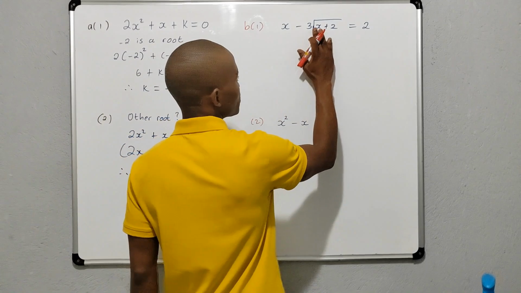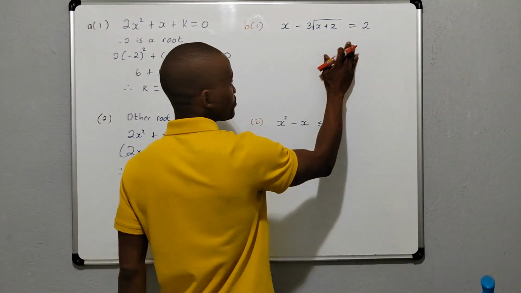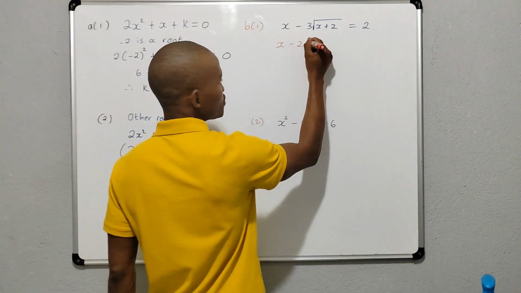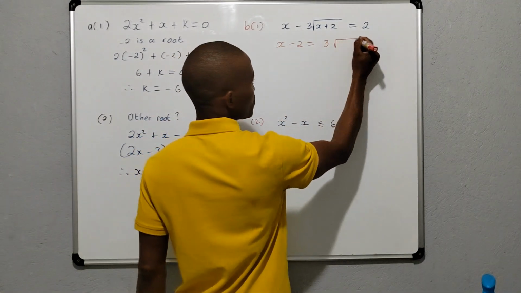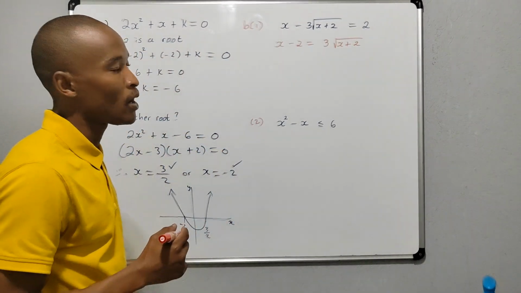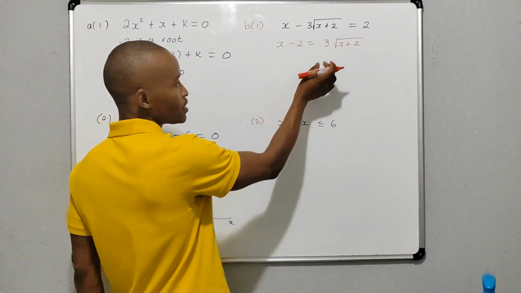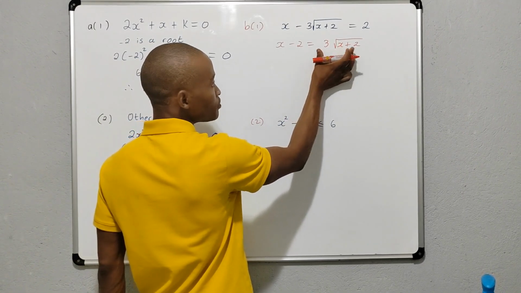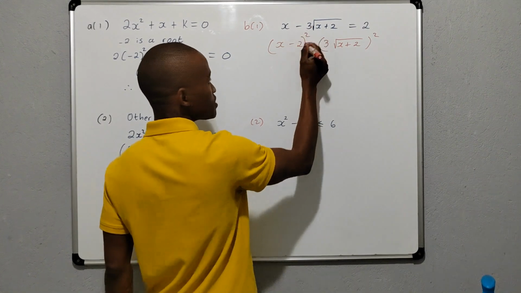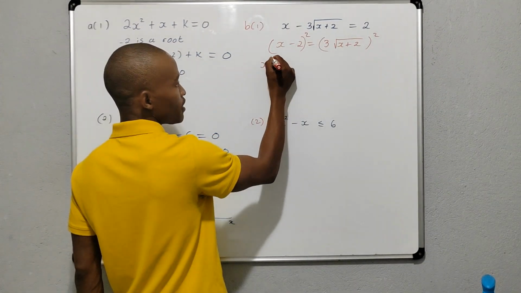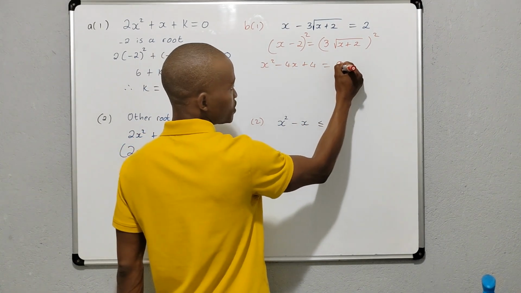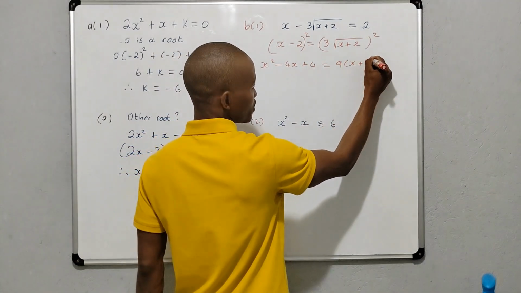So in this case, we're going to transpose the surd and bring the 2 to the left hand side. So we have x minus 2 equal to 3 square root of x plus 2, right? And now we are ready to square both sides. Remember, this 3 will be squared as well when you square both sides. So what then do we achieve? x squared minus 4x plus 4 equal to 9 times x plus 2.